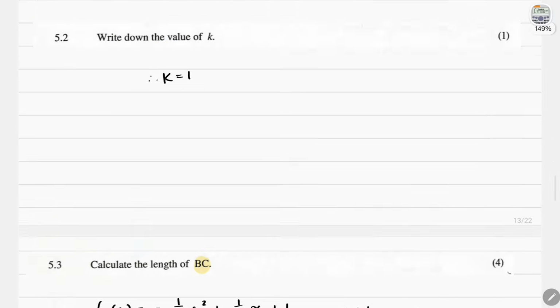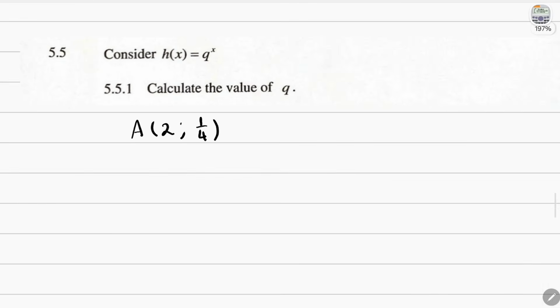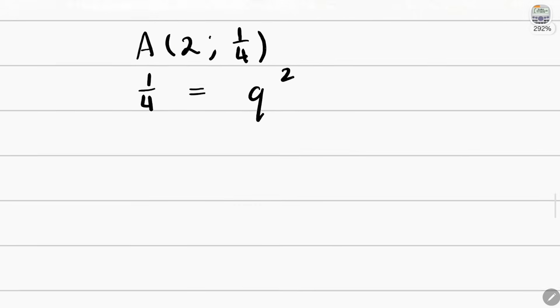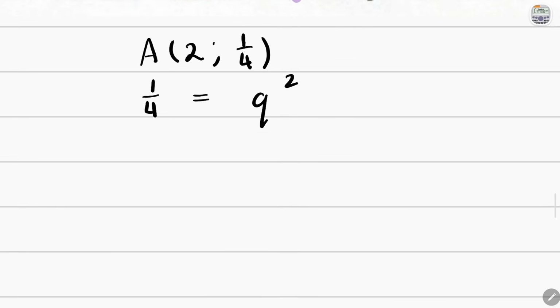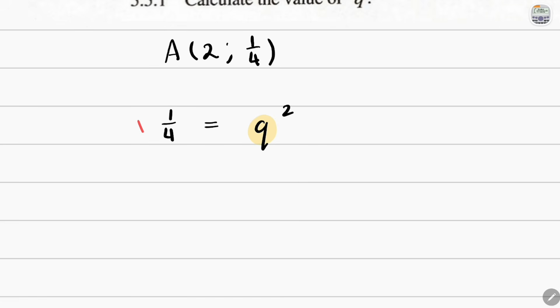So let's go ahead and tell them that A first is (2, 1 over 4), and then we'll substitute it into the equation of h. So in place of y, we say 1 over 4 is equal to q to the power of 2. And this is our equation. So we're trying to solve for q. How do we get to q? There's a squared, so we need to get rid of that squared by square rooting both hand sides of the equation.